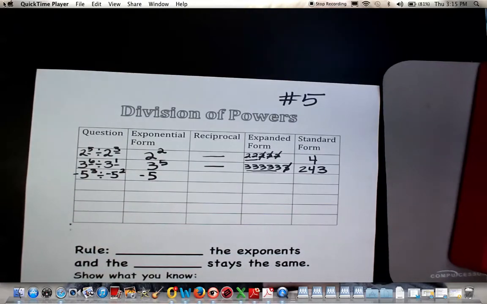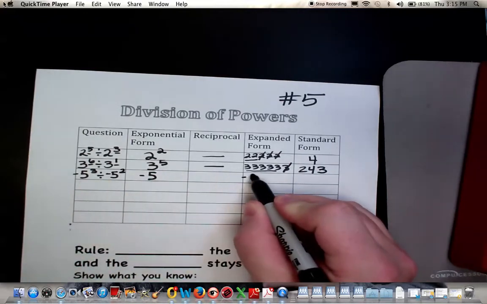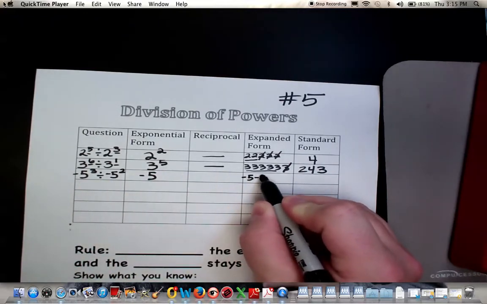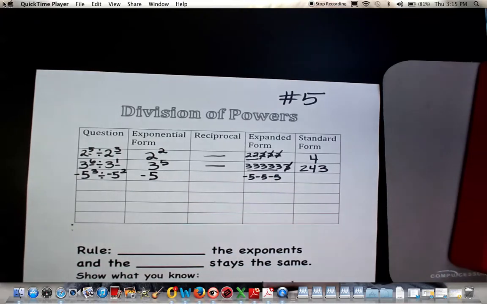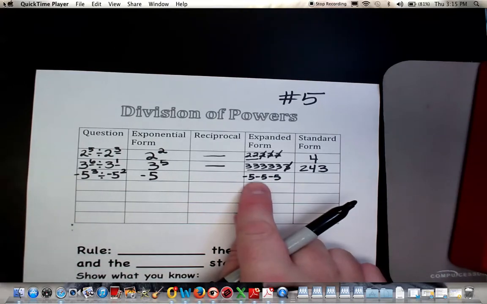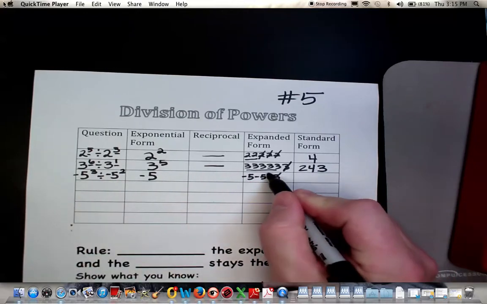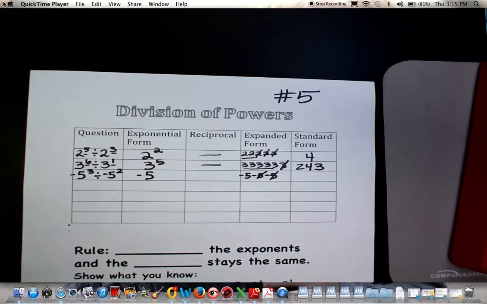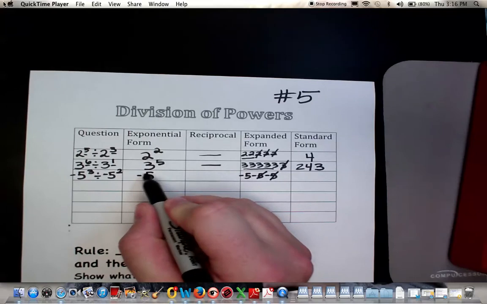I can now expand out negative 5 to the 3rd power right here, and I'm going to divide it by negative 5 to the 2nd power. So what I'm going to do is mark those two out. How many am I left with? I'm left with 1. So it's negative 5 to the first power.